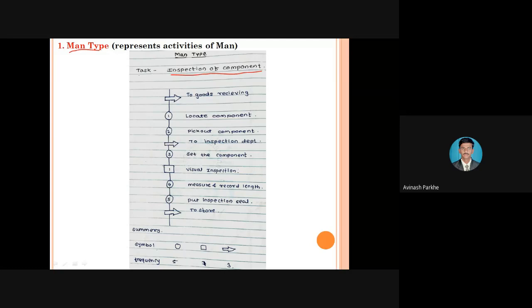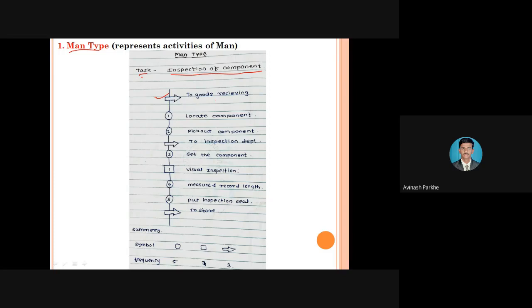So here I have taken the simple example of the task, that is inspection of the component. Whatever the chart is in front of you, in that chart, whatever activities are performed by the man during the inspection, all those activities are represented by using this chart. So what is the first symbol you can see here?